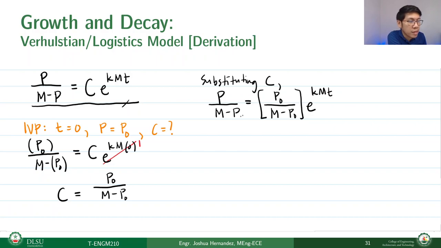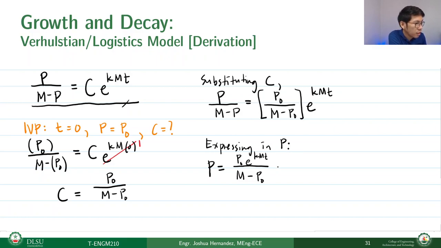You can further simplify this to solve for p, expressing in P. Kakaroon tayo ng, if you multiply this to both sides, P equals M minus P naught all over P naught e raised to KMT, M minus P naught e raised to KMT over M minus P naught.